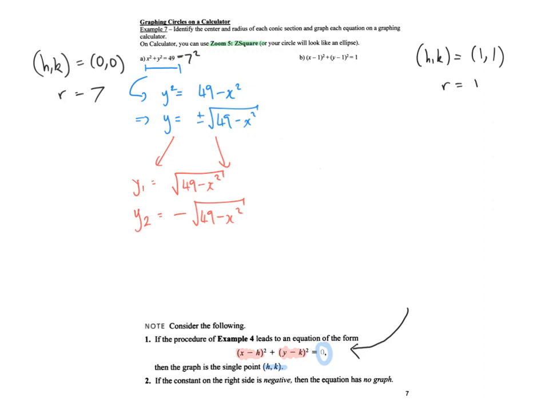Similarly, if the right-hand side is negative, for exactly the same reason, there are no solutions. The left-hand side is either 0 or positive. If the right-hand side is negative, we can't possibly solve the equation, so the equation has no graph. There are no solutions. Now, if we take the equality sign in our equation for standard form of a circle and replace it with an inequality sign, we're really talking about whether or not certain points live inside the circle or outside the circle.